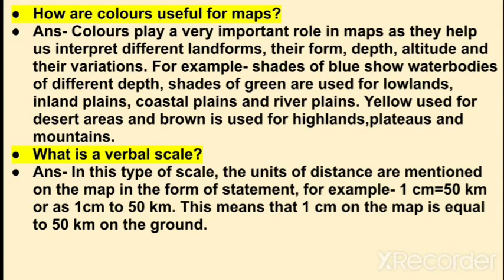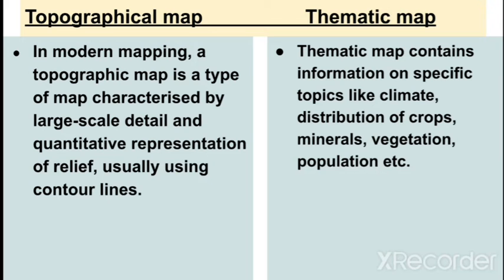Next question, what is a verbal scale? Answer. In this type of scale, the units of distance are mentioned on the map in the form of a statement. For example, 1 centimeter equal to 50 kilometer or as 1 centimeter to 50 kilometer. This means that 1 centimeter on the map is equal to 50 kilometer on the ground. Next, we will do the differentiate.